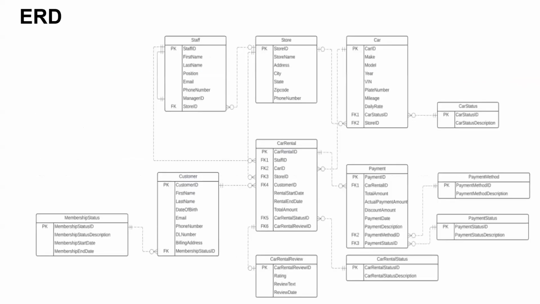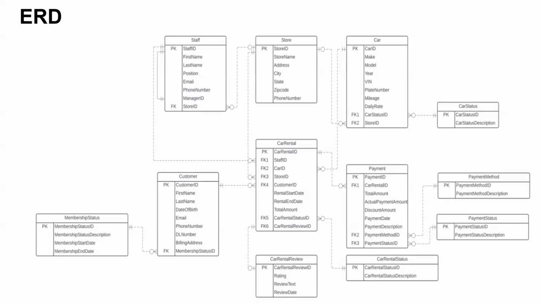Next slide, please. This is the ERD. We have 12 entities. All the primary keys are auto-generated. Let me start with the entities, roles, and the relationships. First one is staff. This represents employees managing rentals, uniquely identified by staff ID. Staff are linked to stores via store ID to track their locations. And the manager ID attribute enables self-referencing to track reporting hierarchies. There is self-referencing between manager ID and staff ID here.